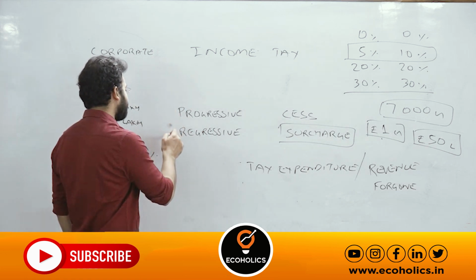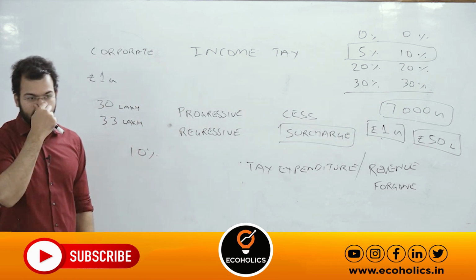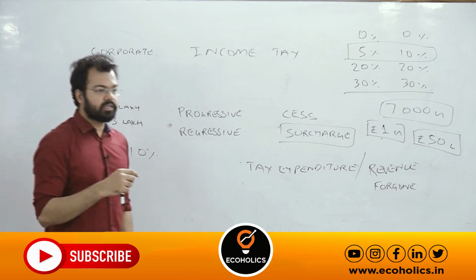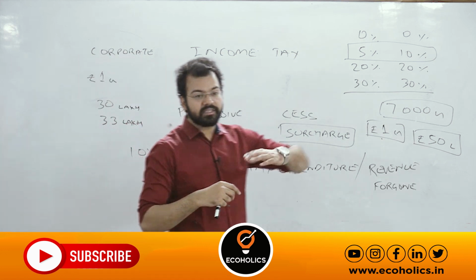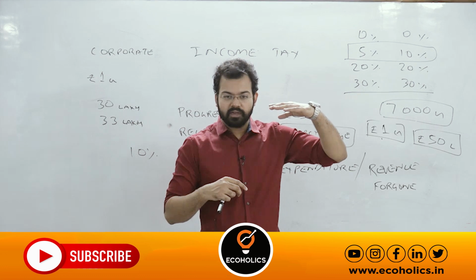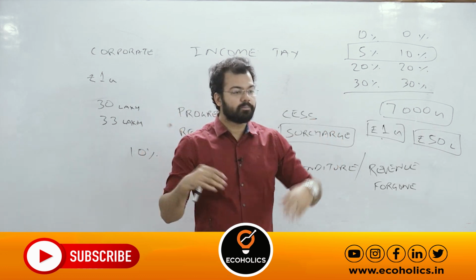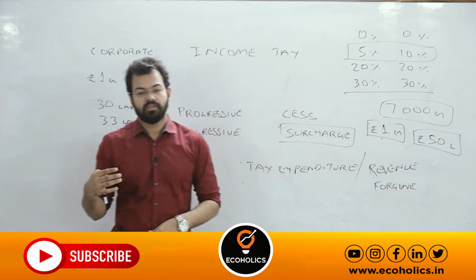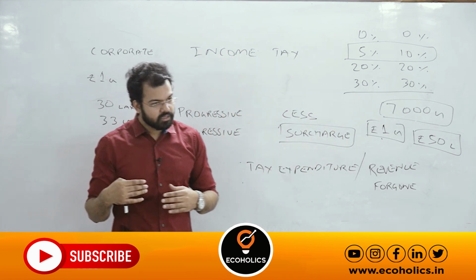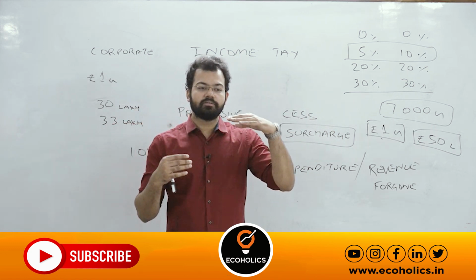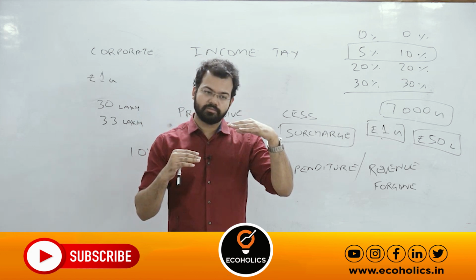And progressive and regressive are simple terms. Whenever you experience a rise in the income level, the tax rate will also go up. This is what we call a progressive tax structure. Regressive is just the opposite. Whenever your income goes up, the tax amount will go down.